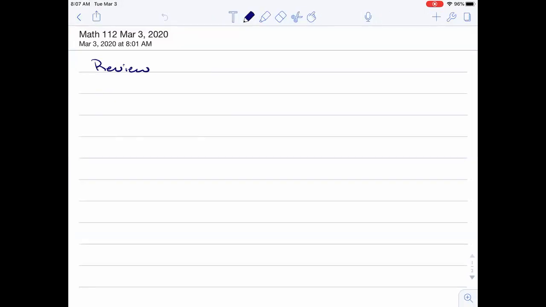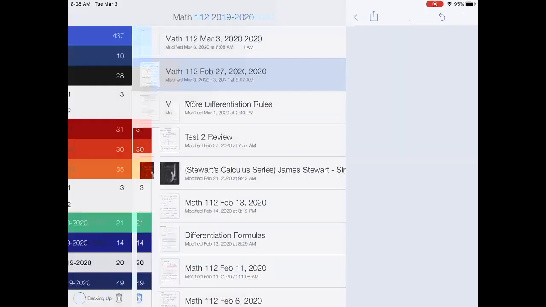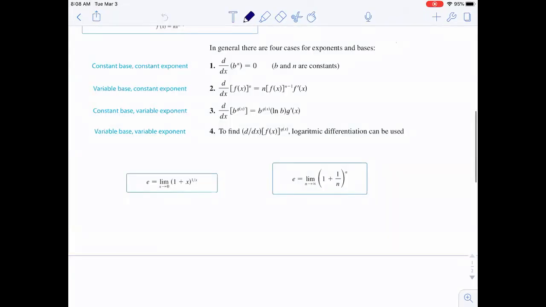Let's see here, March 3rd. So for actual review, last day we talked about finding the derivative of the inverse sine. So now we want to find the derivative of arctan, or inverse tan. Inverse sine and inverse tan are probably going to be your go-to inverse trig functions for the most part. So that's why we're going to derive those. And then you've got that table from last day, which I'll pull in.